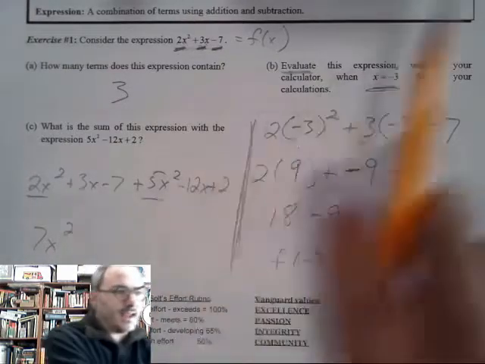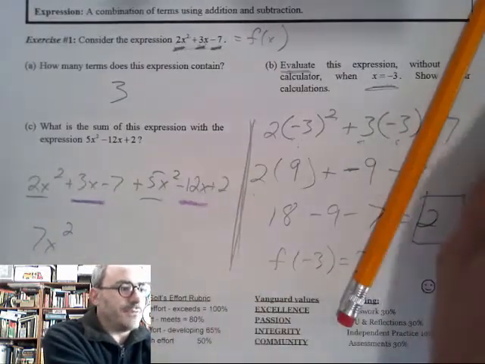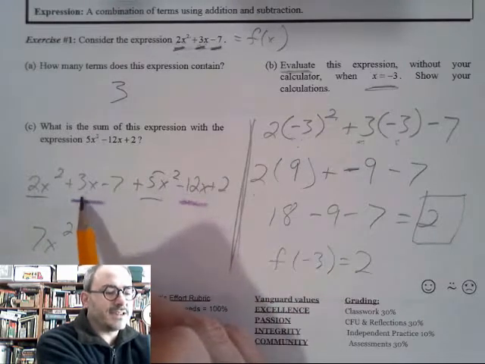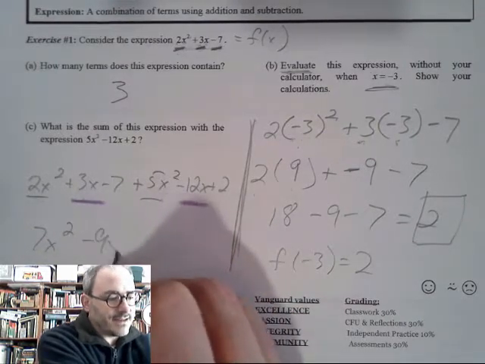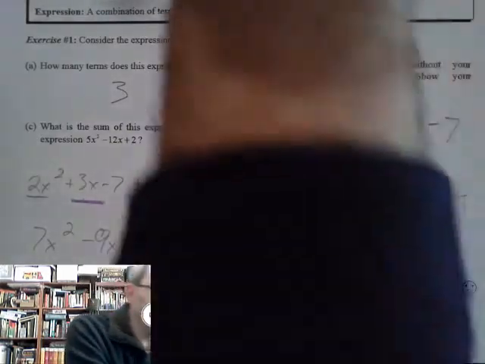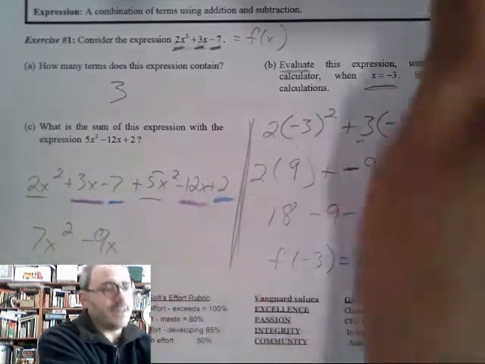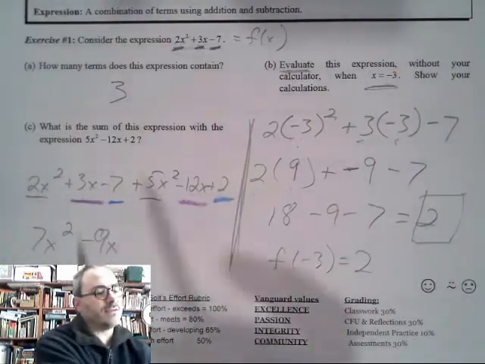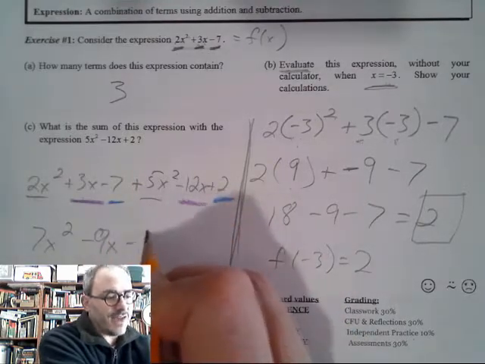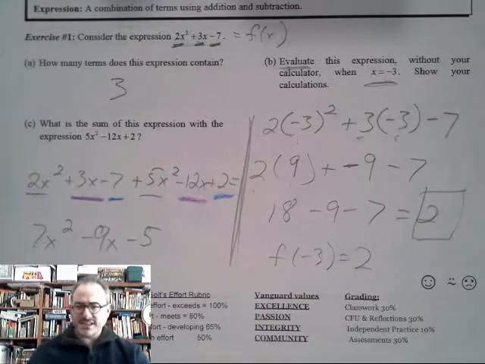All right. Now this is a like term to that. They're both being multiplied by x. So -12 plus 3 is -9. Use your calculator if you don't want to do the mental math there. That's okay. And then -7 has no variable next to it. I can combine -7 with +2. -7 plus 2 is -5. That's the sum of these two expressions added together.